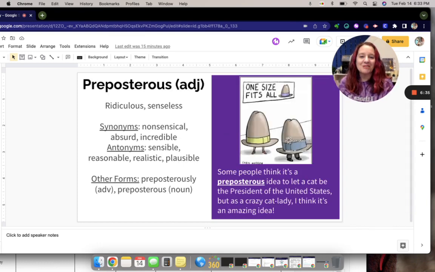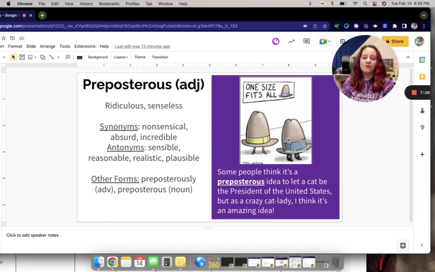Our next word is preposterous. This is such a fun word. It is an adjective that means ridiculous or senseless. Our synonyms, nonsensical, meaning it doesn't make sense, absurd or incredible. Incredible meaning hard to believe, not incredible meaning like that's super great. Your antonyms are sensible, reasonable, realistic, and plausible. Plausible meaning is something that could actually happen.